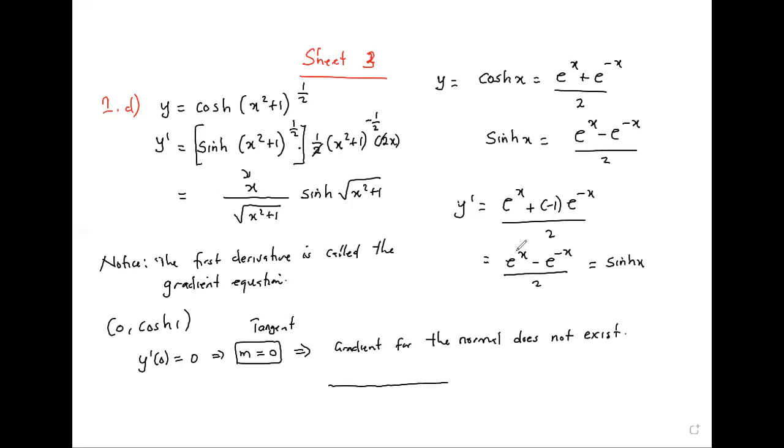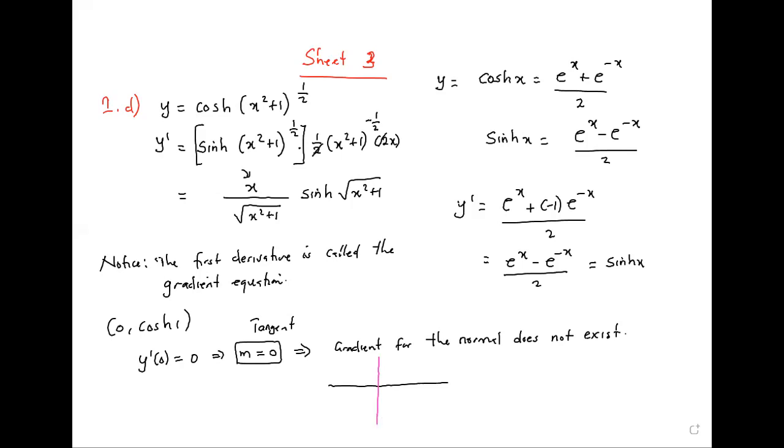So if the gradient is 0 for the tangent line, it means that its normal line is going to be a vertical line. The gradient is the slope, and the slope for a vertical line is undefined. It's not 0, but it's undefined.